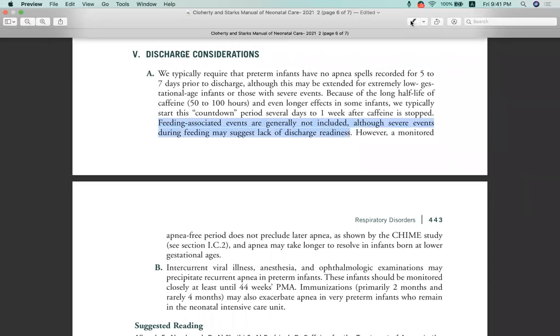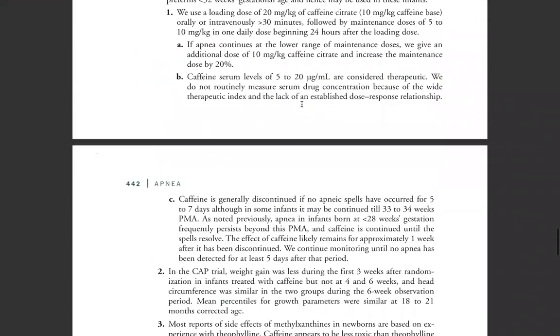So this is what apnea and apnea of prematurity are. Term baby apnea, always consider abnormal.